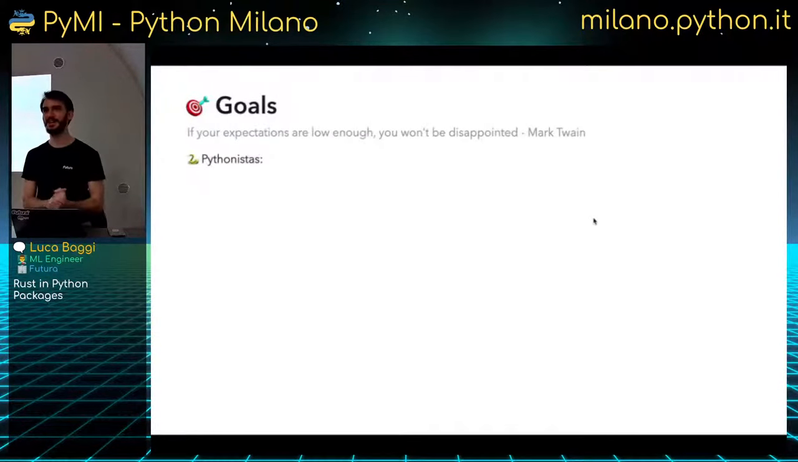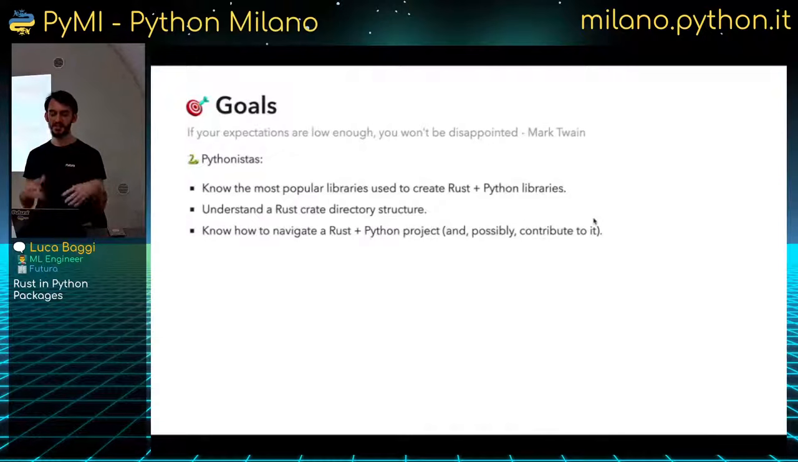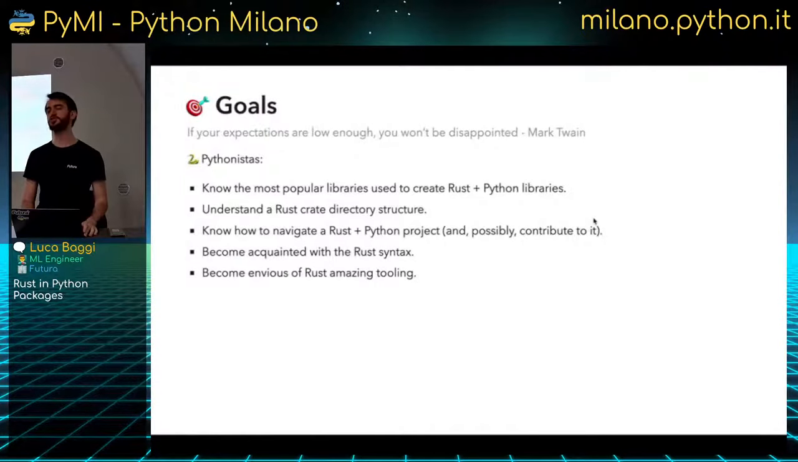This is a talk that will be useful for Pythonistas as well as for Rustaceans. For Pythonistas in particular, you will get a good grasp of how to build, and why, and the theory behind building Rust plus Python libraries, and how to understand how a crate, which is a Rust package, is organized. And you will get your way around it, which is a remarkably nice skill to have nowadays. We will see why. We will become a bit familiar with a bit of Rust syntax, and we will be so envious, I swear.